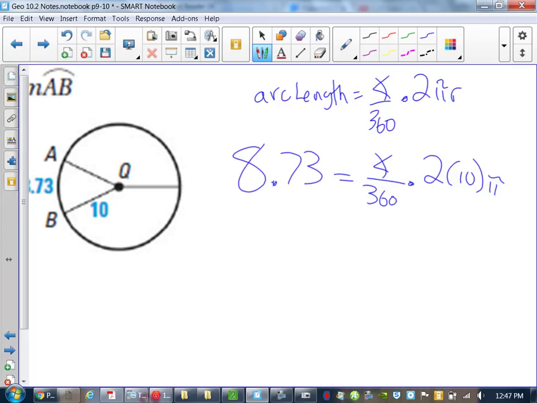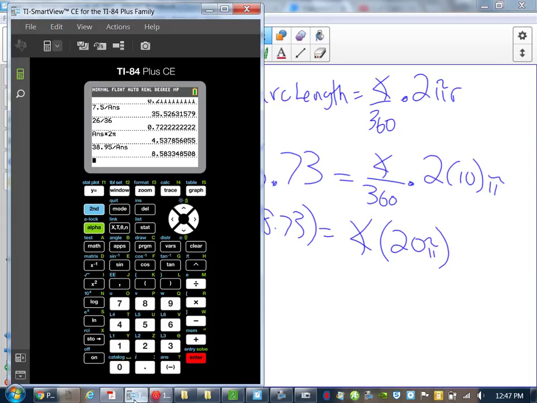So how do you undo divide by 360? Multiply. So in my calculator way, I'm going to take 360 times the 8.73, and that's going to equal some angle times 20 pi. We'll start with that. So 360 times 8.73 gives me some crummy number. That number equals 20 pi times my angle.